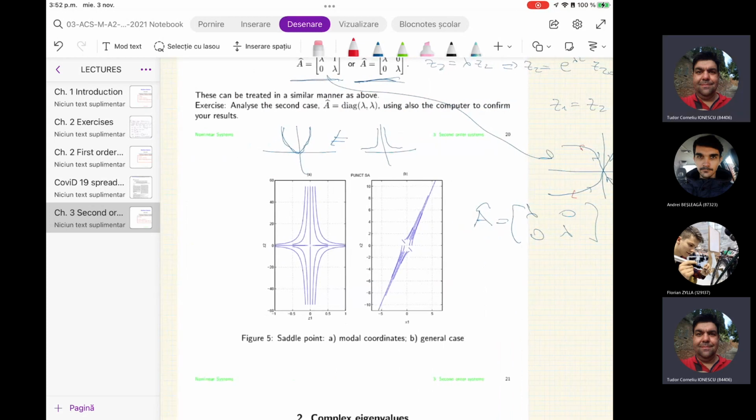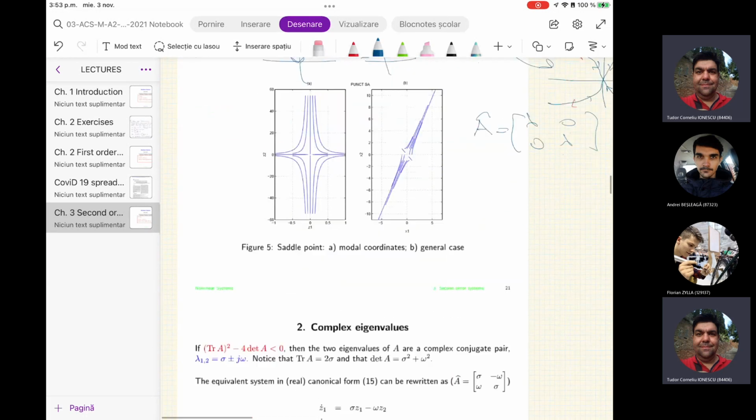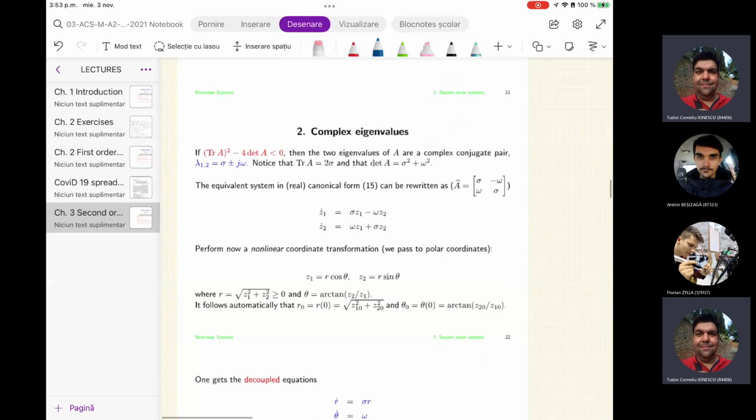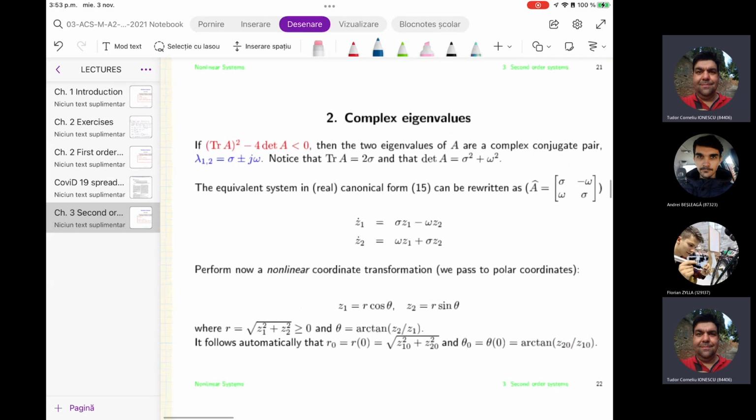Okay. So now we can move on to the more important cases. We go now to the very important case of stable or unstable complex conjugated eigenvalues. So if the determinant is positive, then the two eigenvalues of A are complex conjugated pairs like this one, with sigma the real part, and the trace of A is 2 sigma, and the determinant of A, as I showed earlier, is sigma squared plus omega squared.